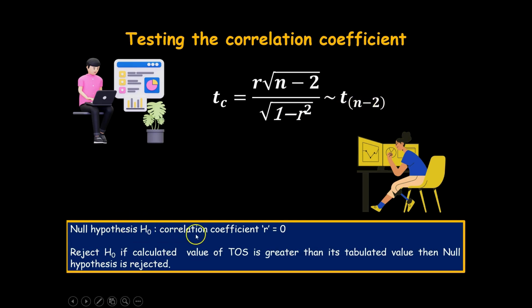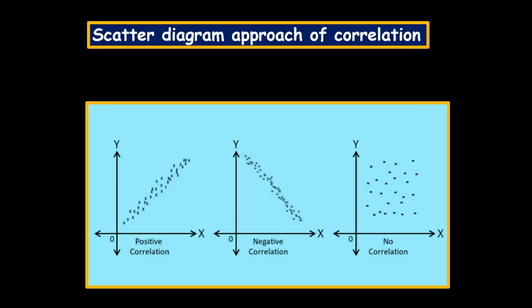Here the null hypothesis is that there is no correlation, or no linear relationship between the two variables, and the rule of thumb is that we reject this hypothesis if the calculated value of the t-test is greater than the tabulated value. Under those circumstances, we reject the null hypothesis that there is no correlation. We conclude that there exists a linear relationship between the variables under study.